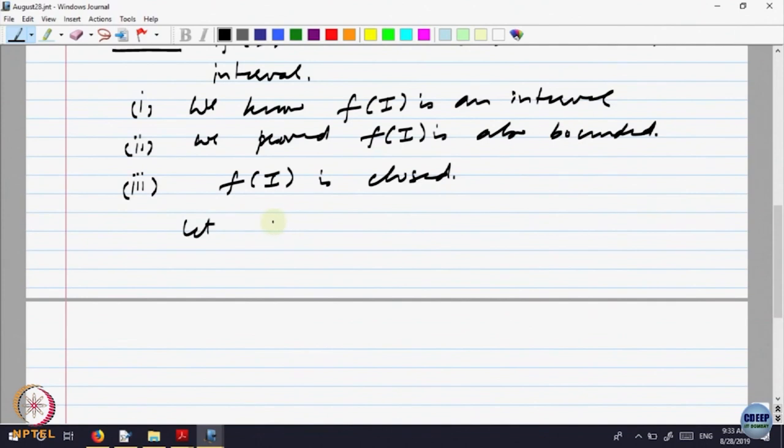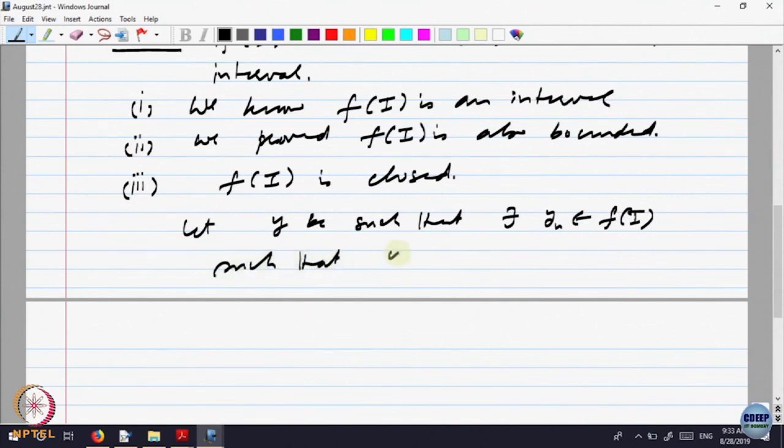So let us look at y such that there is a sequence yn belonging to f of I such that yn converges to y. So what is to be shown? To show that f of I is closed, we have to take a sequence yn convergent to some point y, and show that y belongs to f of I. That will prove that f of I is a closed set.